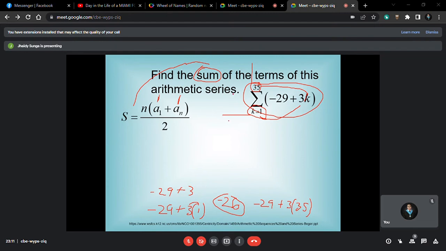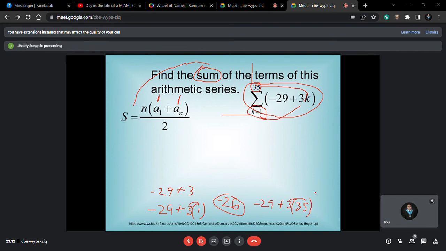No, we use the part below the sigma sign. But if we are to find the last term of the series, it would be the value above sigma. So let us now multiply 3 to 35. What will be the answer?